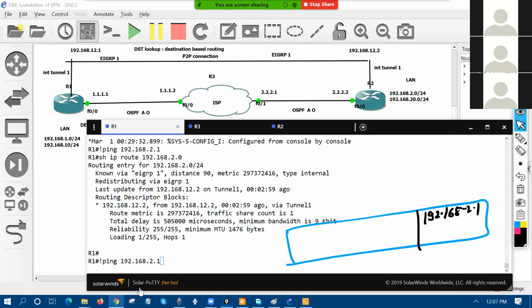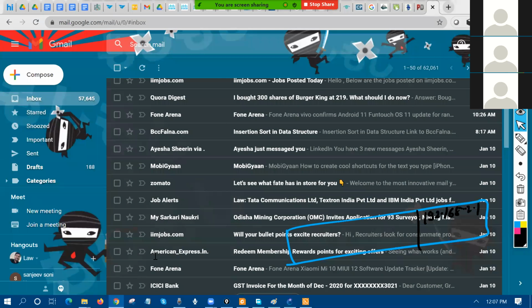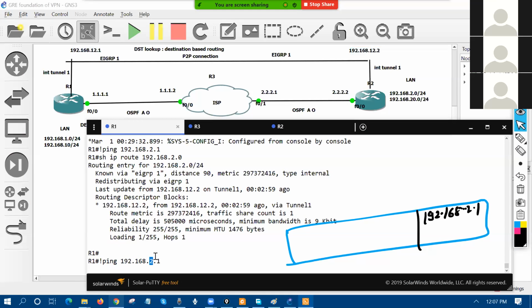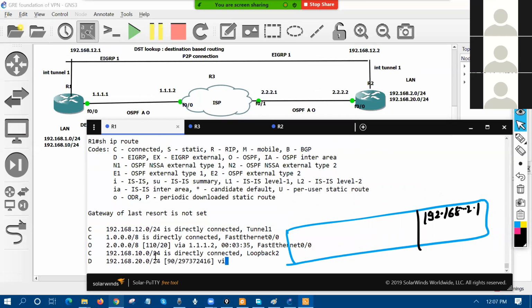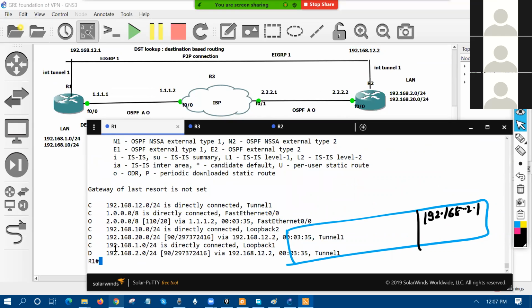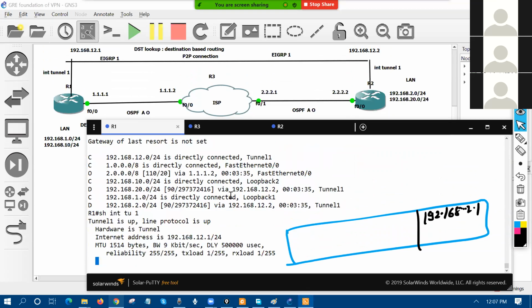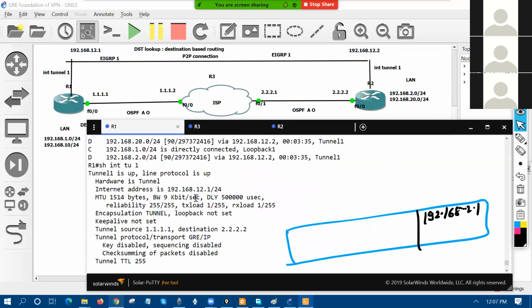If the destination is 2.1, in that case, it is going to look up the routing table. Do we have 2.0 in my routing table? According to the routing table, I have 2.0/24 and I need to forward the packet to 12.2. And how do I get to 12.2? Through Tunnel 1. So if you see interface Tunnel 1, it is saying, hey, which IP address do you have to use as the source?